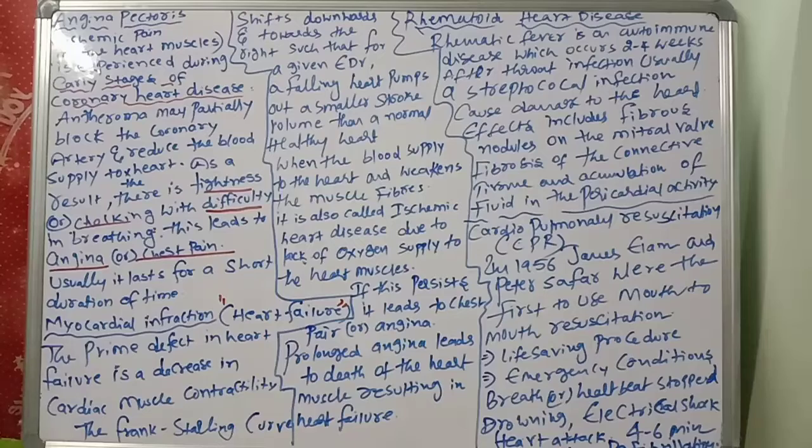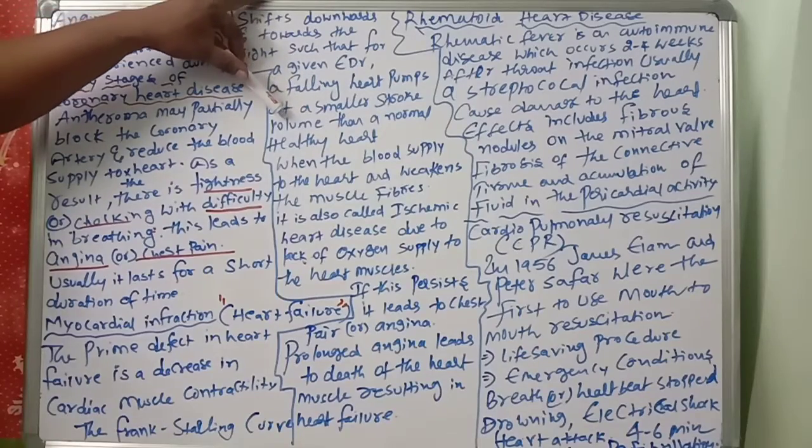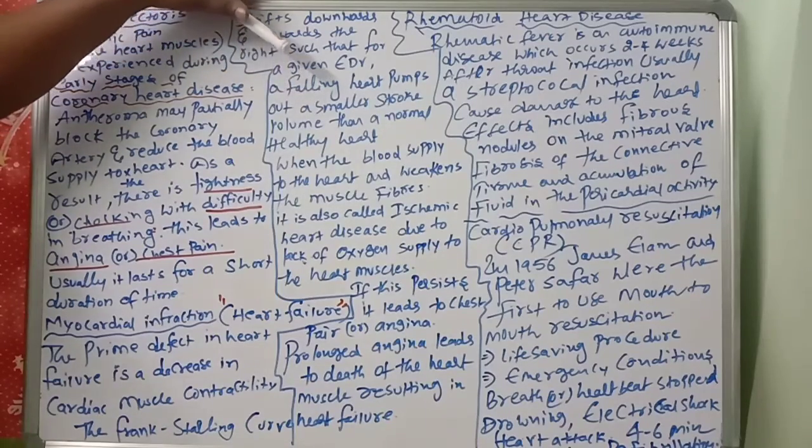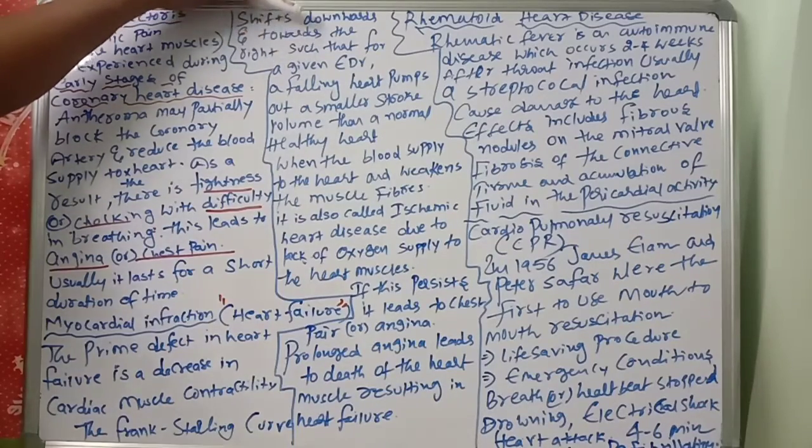So the Frank-Starling curve shifts downwards and towards the right, such that for a given EDV, a failing heart pumps out a smaller stroke volume than a normal healthy heart. So stroke volume will fall, meaning reduce, compared to the normal healthy heart.